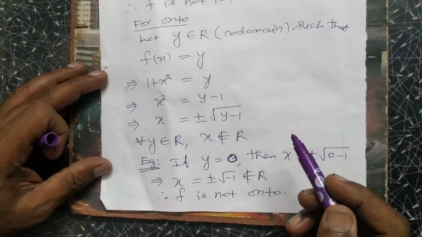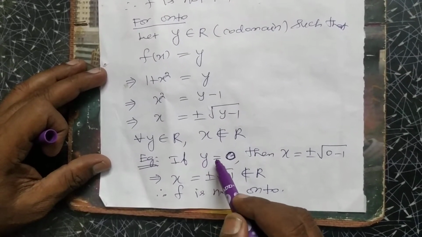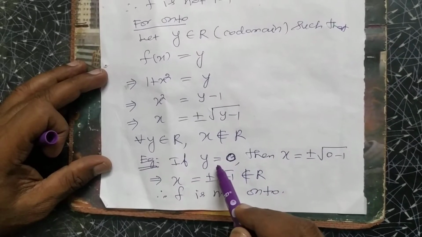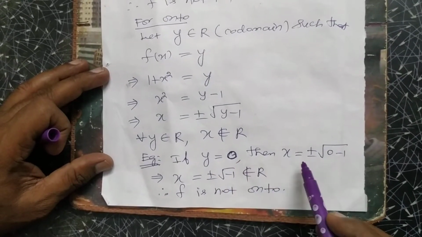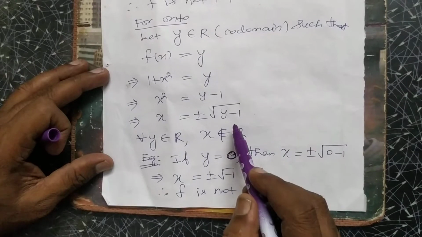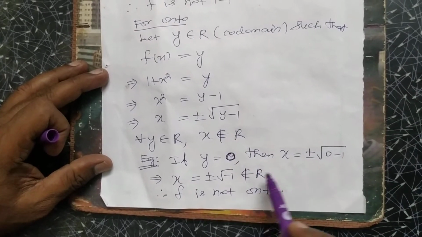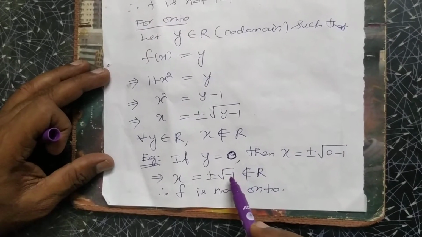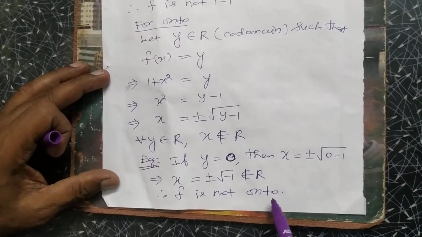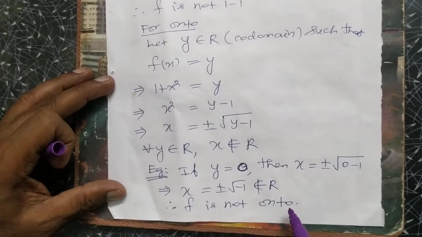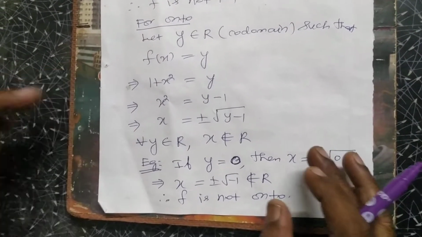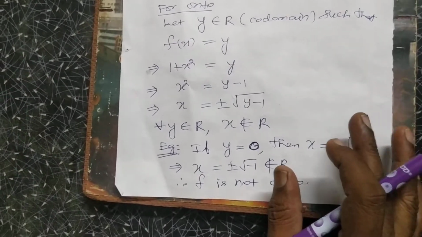We have to check. For example, if y equal to 0, then x equal to plus or minus root of 0 minus 1. Root of minus 1 is not a real number, it is a complex number. Therefore, f is not onto. In this case, f is neither 1 to 1 nor onto.